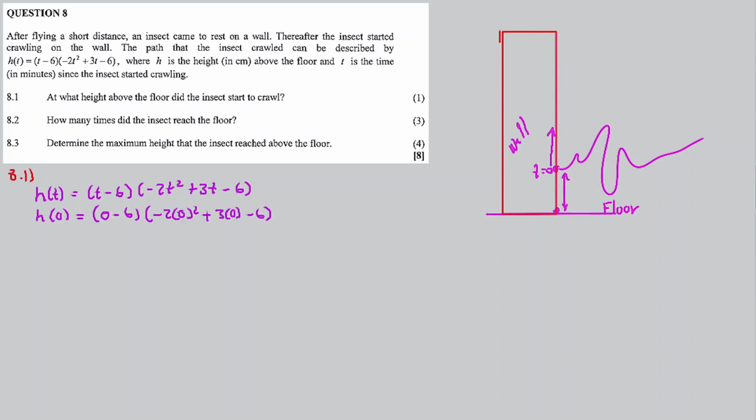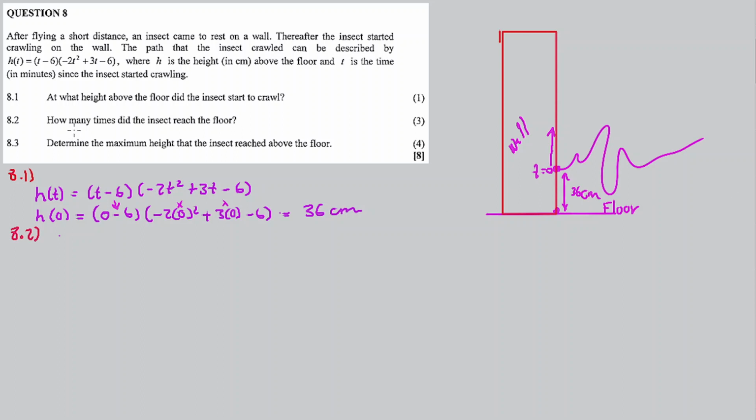Let's substitute 0 for t. Then in this bracket, 0 minus 6 is negative 6, and in the other bracket it's also negative 6. Negative 6 times negative 6 is positive 36, so it's 36 centimeters. So the distance from the floor to where the insect started to crawl is 36 centimeters.